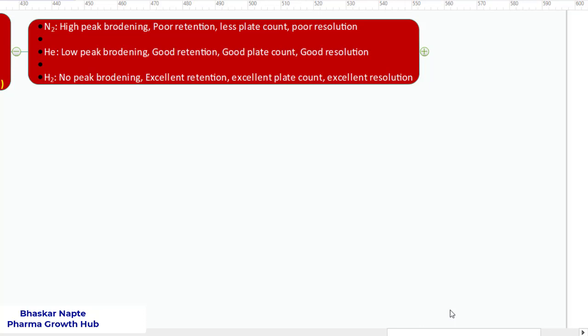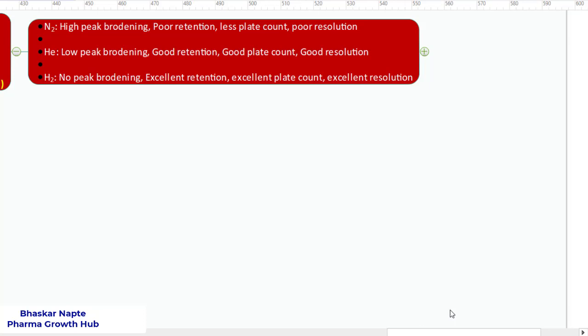What is going to happen with helium? Helium will bring low peak broadening, much better than nitrogen. The performance of helium is not bad. As compared to nitrogen, it is very good. So it will bring low peak broadening, the peak width will be reduced, and it will have good retention. Helium does not have that much molecular size. Nitrogen is 14 and helium is just 4, so there is a good reduction in the molecular size. So the retention time will be good with helium. It will bring a good plate count and good resolution too.